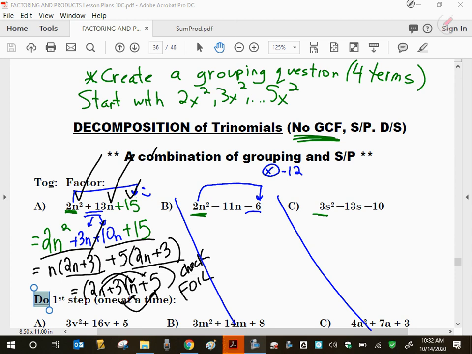The sum is still the number in the middle. 2 numbers that multiply to -12 and add to -11. And you got to find those 2 numbers. Anybody? Good? Close. Those would add to +11. There you go. -12 and +1.